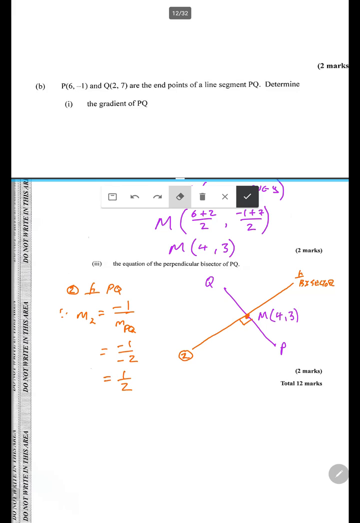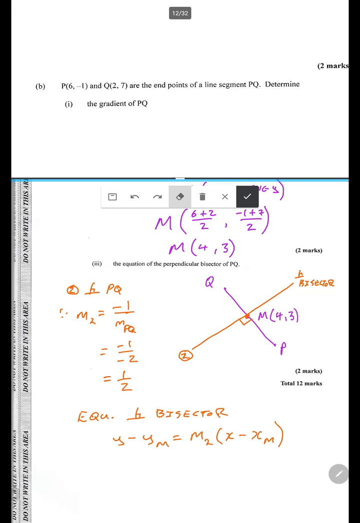And so the equation of the perpendicular bisector is y minus y_M, because it passes through the point M, equals the gradient of the perpendicular line, which we call line 2, times x minus x_M, because M is a point.